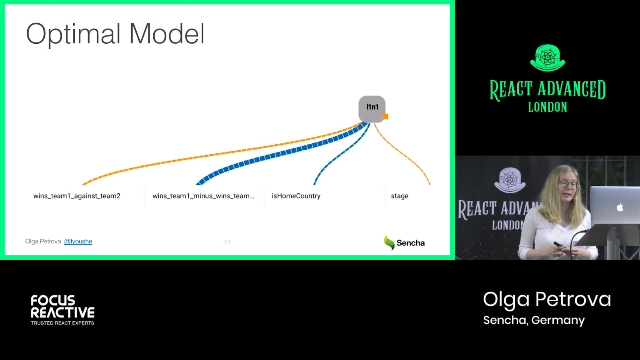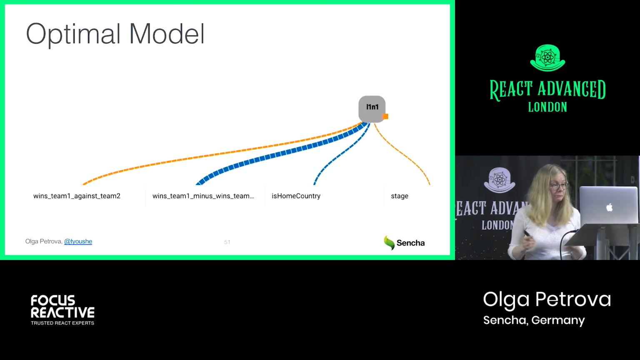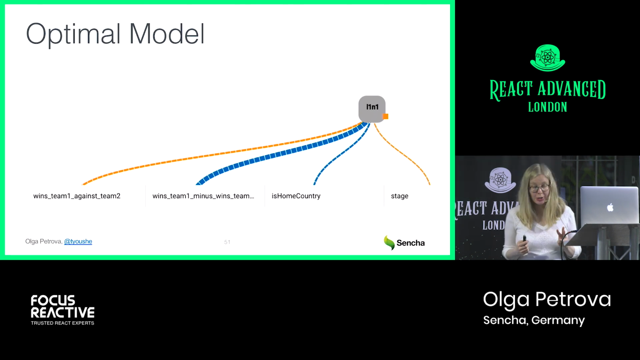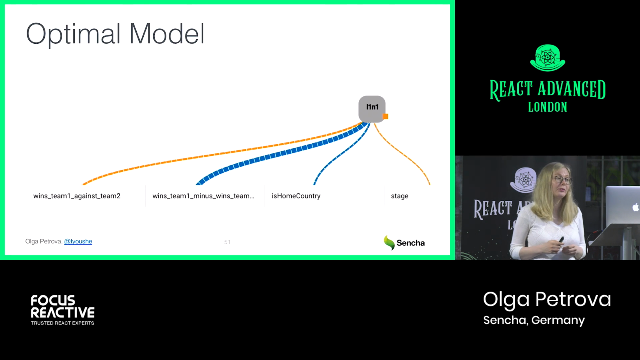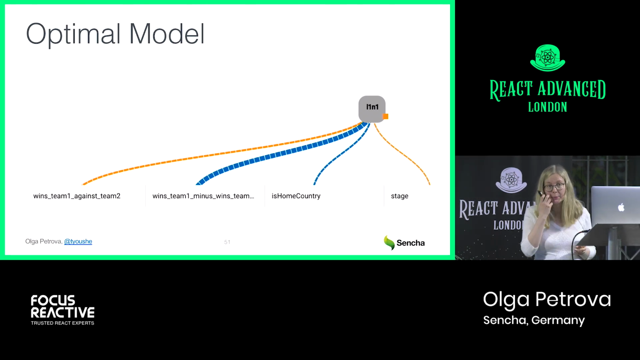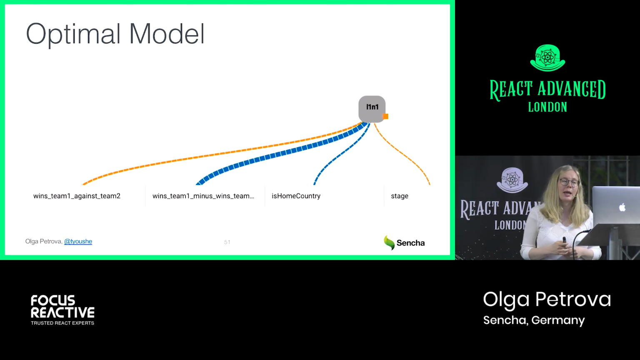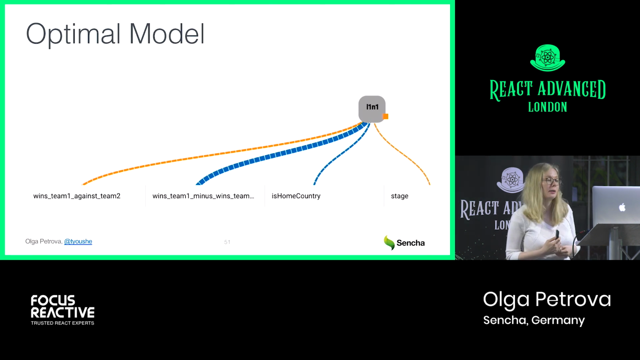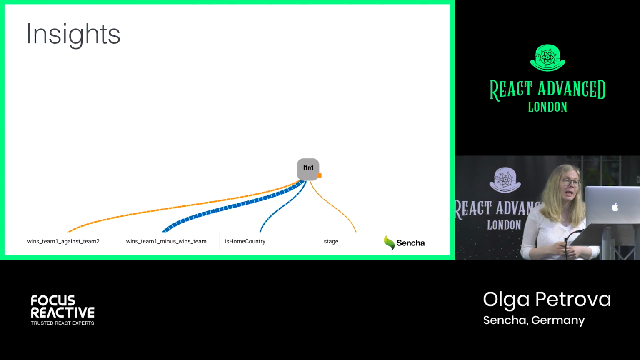So I decided that the optimal model would be a model including 4 features. These 4 most valuable features. It's quite simple. It will be trained quite fast, and it will predict results quite well.